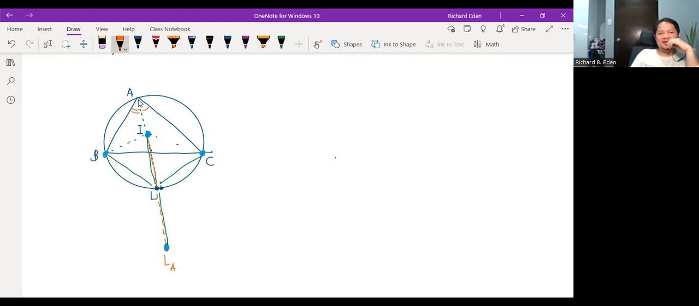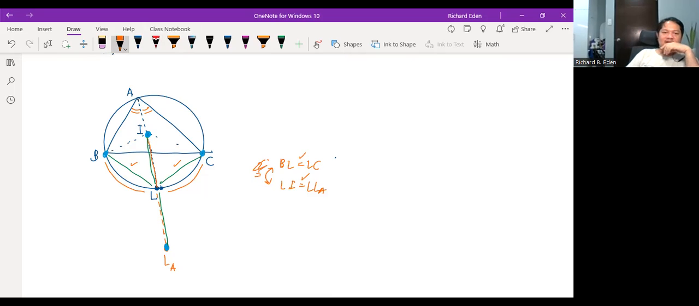Opo. So that means these arcs BL and LC have the same measure. So that makes the chords BL and LC congruent. Alright, so we already know BL and LC are equal, and LI and L sub A are equal. So check. The question is, how do you connect those pairs of congruent segments? How do you know that they're all congruent? So that's the gap.